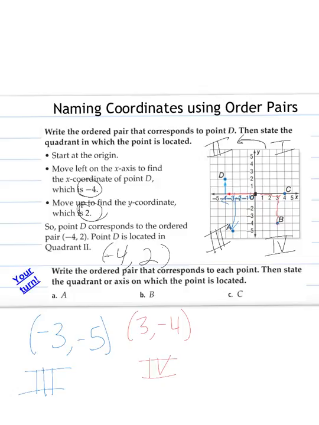Okay, and point C, we are moving left or right first, so we are going to the right 1, 2, 3, 4. So our x value is 4. Now, up or down, well, actually, we are not moving up or down at all. It is right on the x-axis, which means that our y value is 0. And it does not fall into any quadrant since it is on the x-axis.